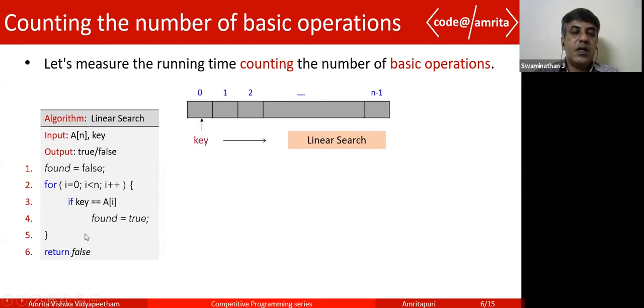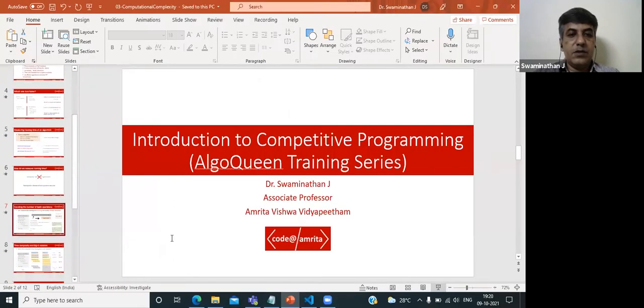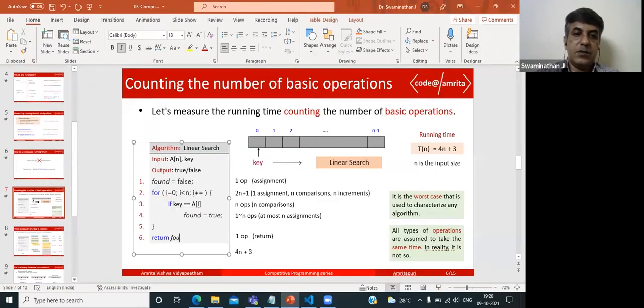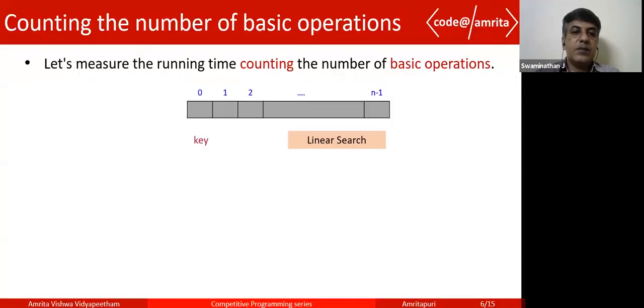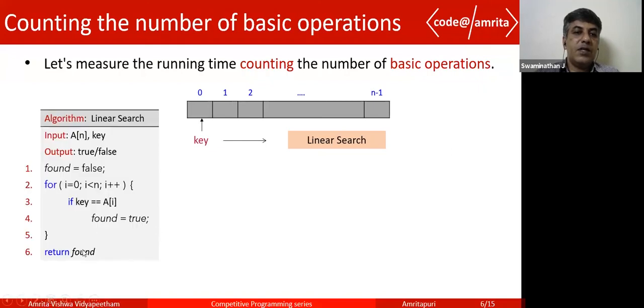Sorry, I think here it should be: I'm going to return found. I'm sorry about it. So basically, now you have the program where you'll say found. If it was not found in any position, then found will remain false. Therefore, I will return false. Otherwise, I will return true, because found will be reset to true at some point in time. So that's basically the idea here.